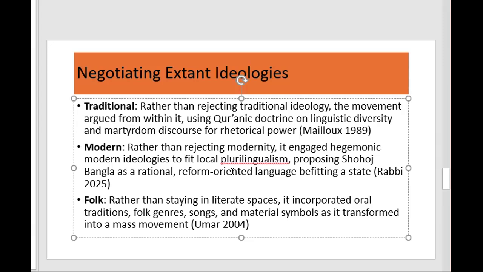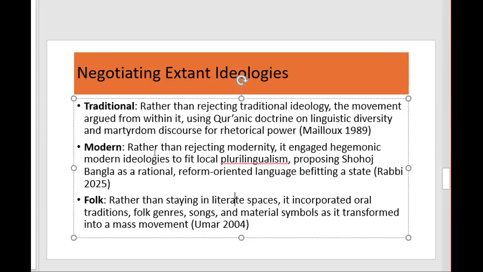So the people who are killed in 1952, at first they were protesters who were killed. Then within a year, they are turned into language martyrs, Bhasha Shohids. And that Shohid word is a very specific concept in Islamic discourse. So it takes over that rhetorical power there. So that's a traditional thing.